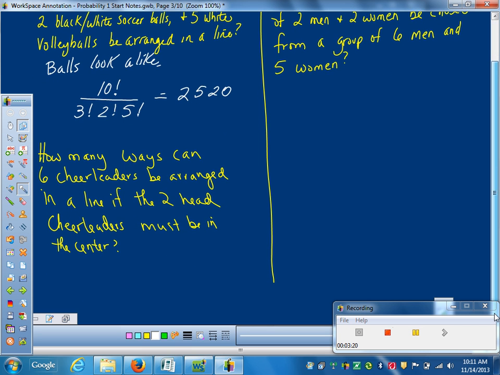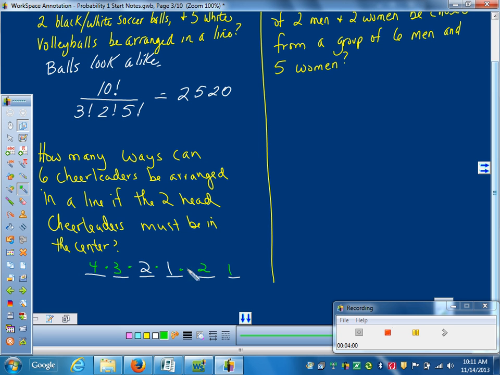Actually, I'm more interested in what method you would use on this one. 6 cheerleaders in a line, the 2 head cheerleaders have to be in the center. You have to put them in a line. Yes, because certain people have to be in certain spots, you have to draw the blanks. When I go to the middle, there's only those 2 and 1 choices there. You've got 4, 3, 2, 1 on the other side. Yes, and then I would have 4, 3, 2, and 1 on the edge.